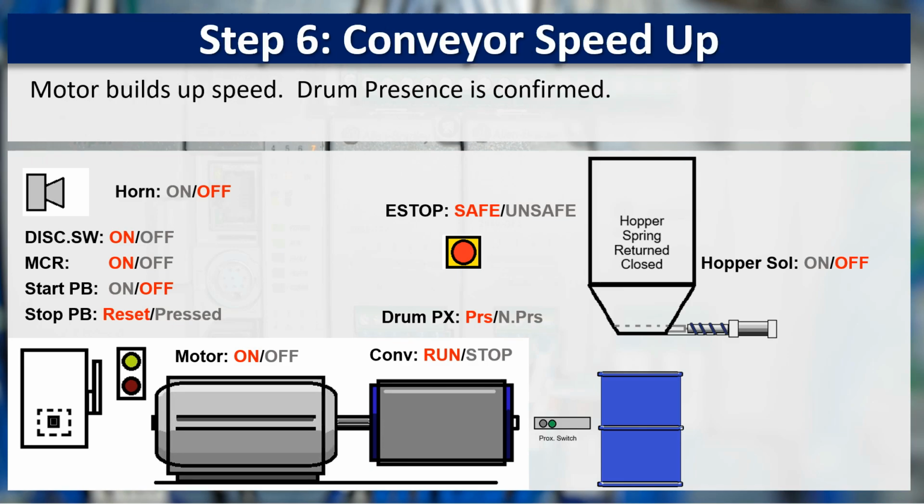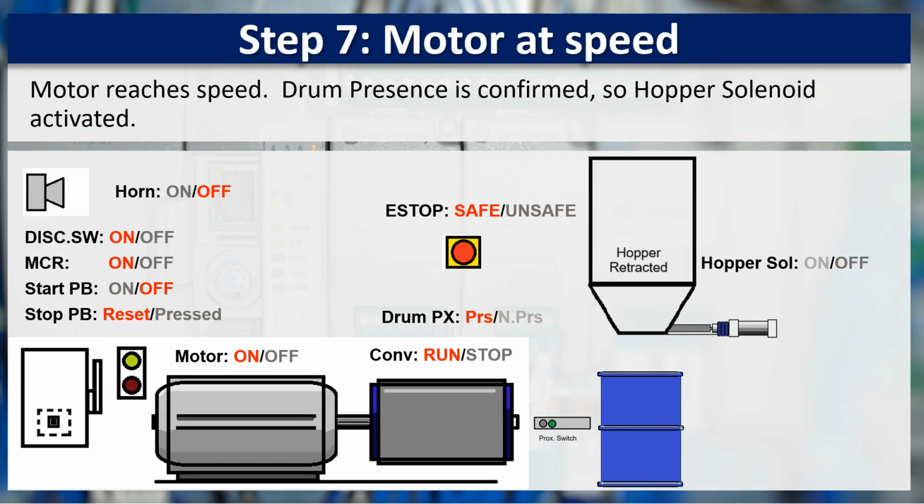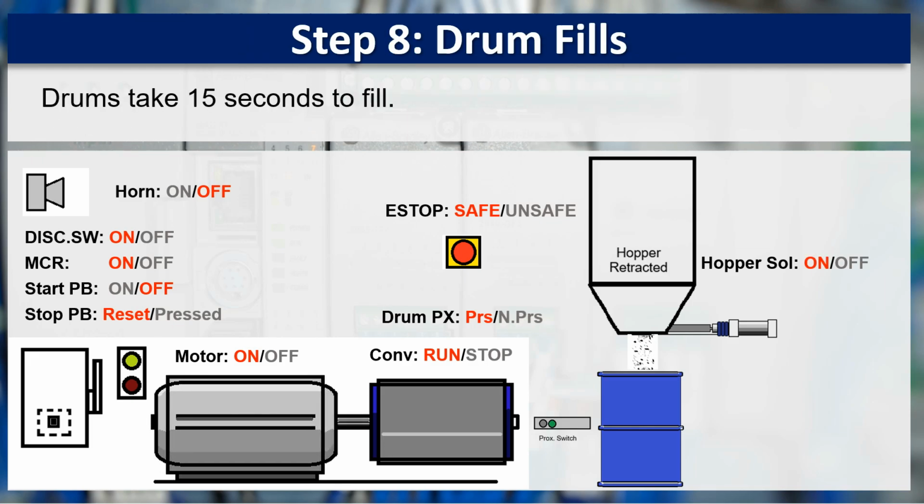As the motor is building up speed, the proximity switch that's looking for the drum confirms that there's a drum present. In a few seconds, the motor will reach full speed. The drum has been confirmed, so at that point the hopper solenoid is activated. It pulls in the cylinder and the hopper is open. The drum begins to fill and it takes about 15 seconds.